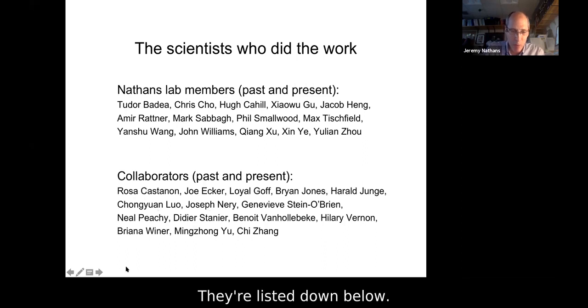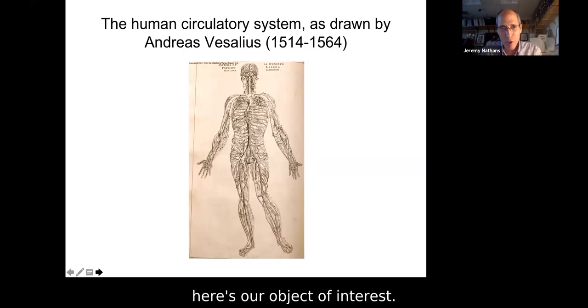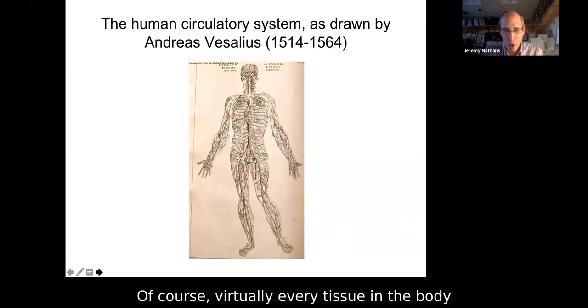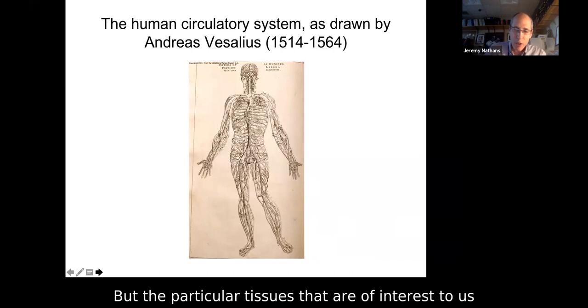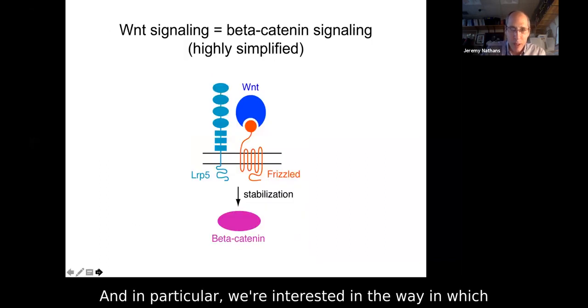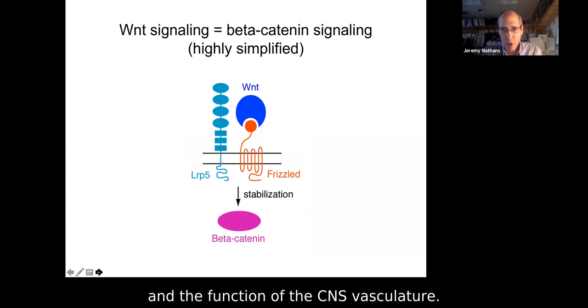They're listed down below. And just to give us the picture from 30,000 feet, here's our object of interest. It's the human circulatory system, the vasculature. Of course, virtually every tissue in the body is supplied by the vasculature, but the particular tissues that are of interest to us are the brain and retina, the central nervous system. And in particular, we're interested in the way in which canonical Wnt signaling affects both the development and the function of the CNS vasculature. And here's a very much simplified view of canonical Wnt signaling.